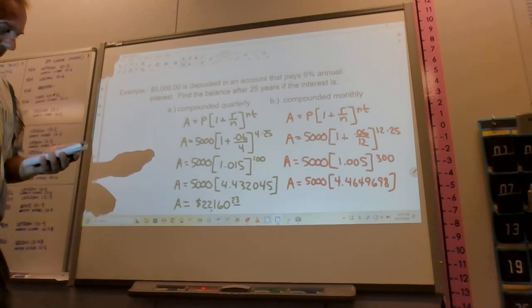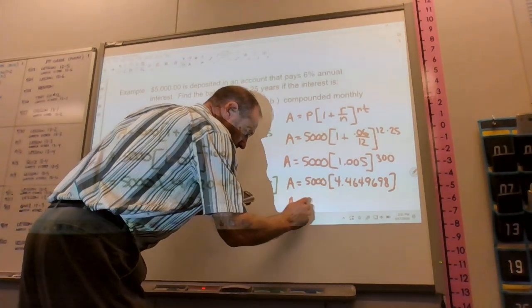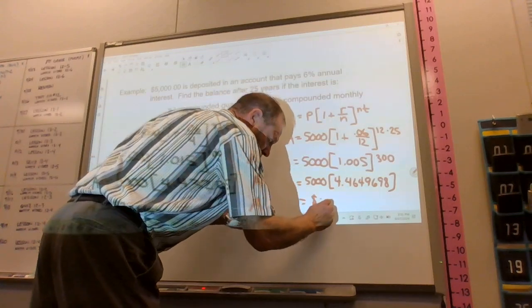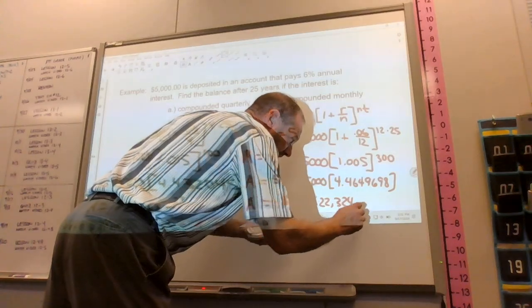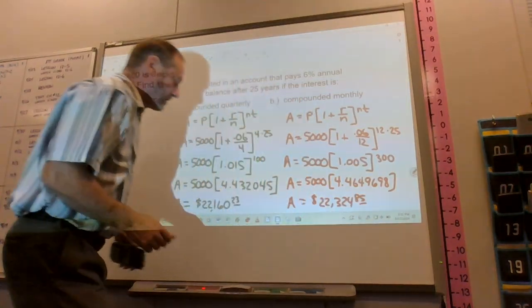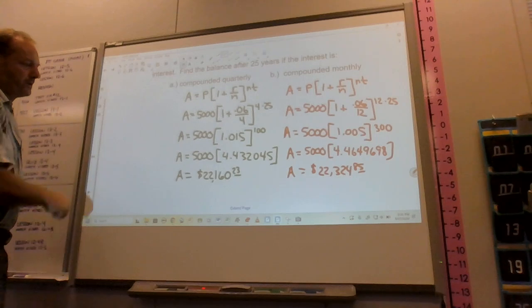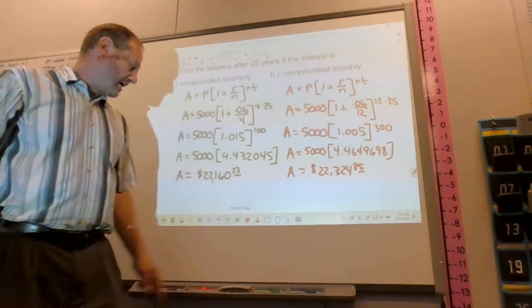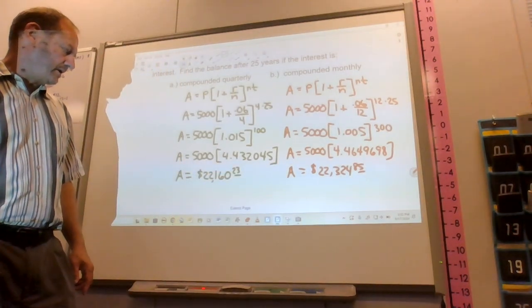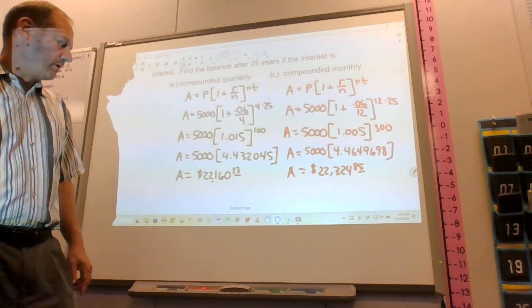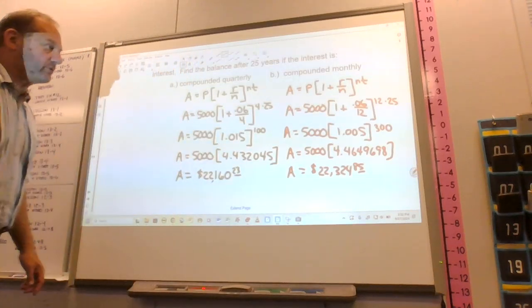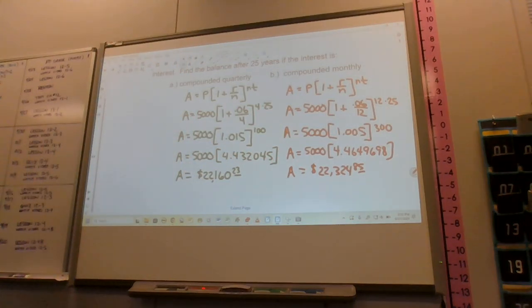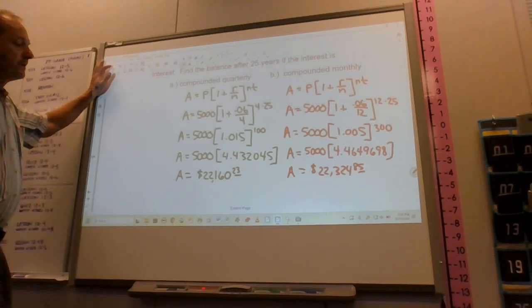So then I multiply by 5,000, and I'm going to end up with $22,324.85. Okay, so you can see I ended up with about $164 more if I do the compounded monthly than I do the compounded quarterly. Okay.